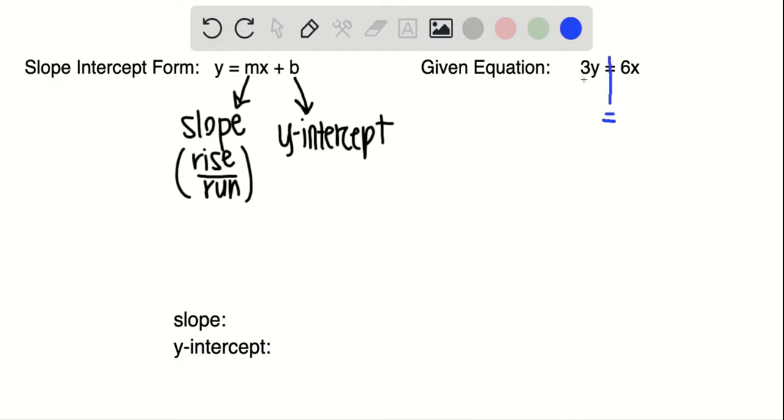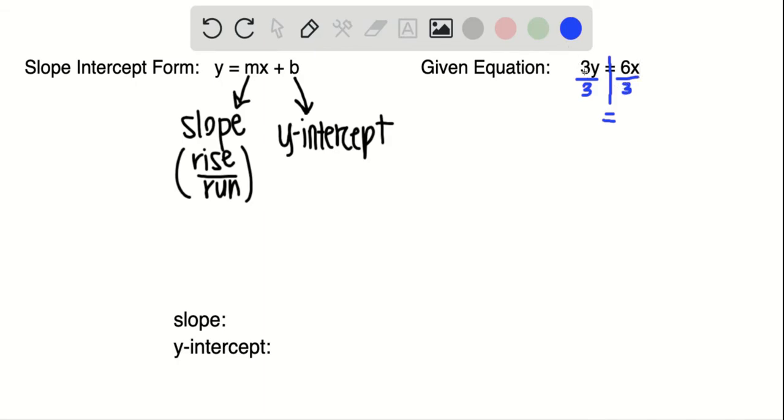We want this y to be by itself, so what I'm going to do is think about what inverse operation I see between the 3 and the y to undo that, or to get y by itself. 3y means 3 times y, so to undo that operation, I'm going to divide by 3. Whatever I do to one side of the equation, I must also do to the other, so I'm also going to divide everything over here by 3.